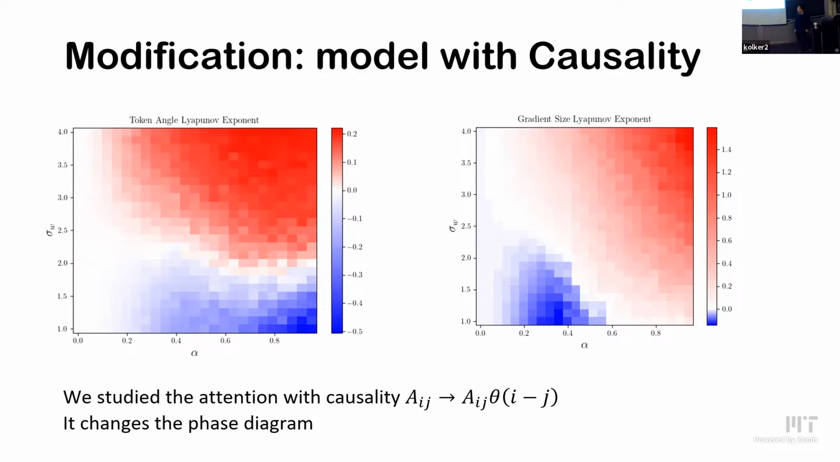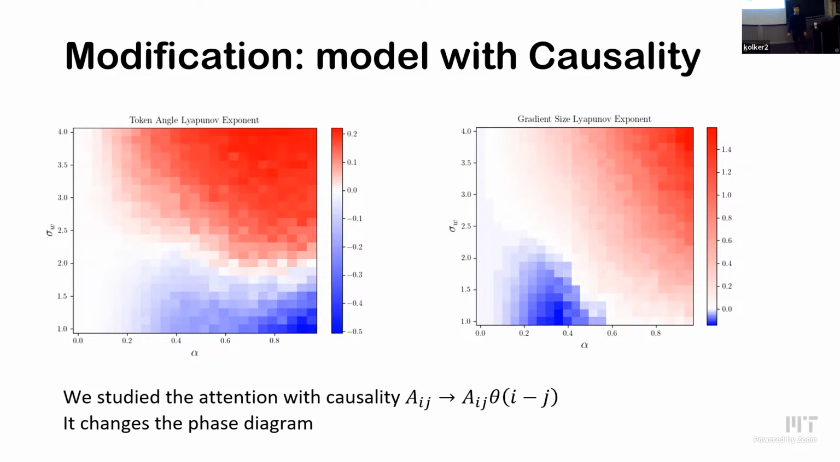Then beyond this, we studied some other modifications towards a more realistic model. In the actual language model, there is causality. You don't want the next token to depend on the future tokens. You only want it to depend on the past tokens. So you just mask out the attention to the future, and every vector only depends on the past vectors. We can do this for this model.